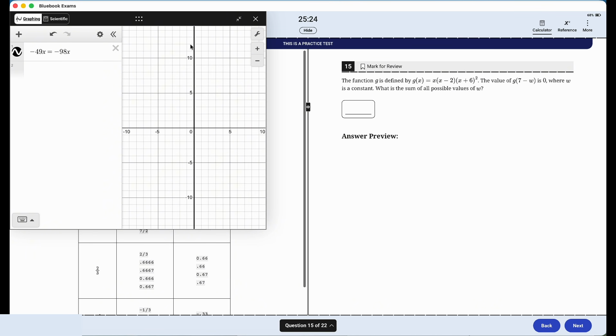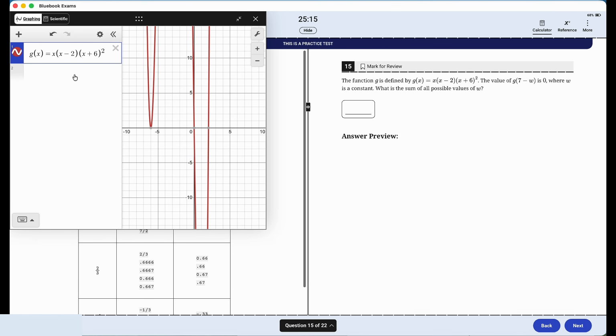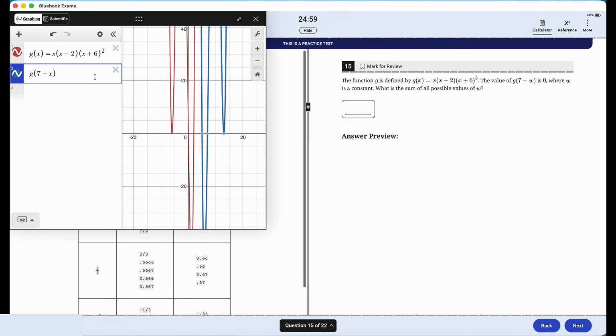Next one, another function question, right? We saw something like this also in module 1. You type this in, right? X times X minus 2 times X plus 6 to the second power, we get our graph. And they want this function, g of 7 minus w, right? So you can type that in, but you're going to get an error. So again, we want to know why, and it's because when you have functions, Desmos wants the variable to be x. So you see, if I instead just swap that to g of 7 minus x, I can see both graphs. I do not want to look at the first one, I'll turn it off.